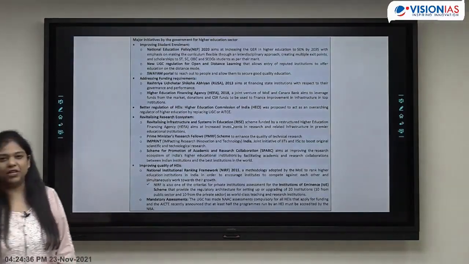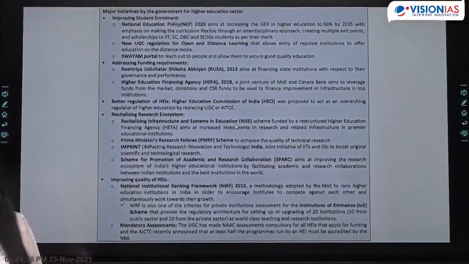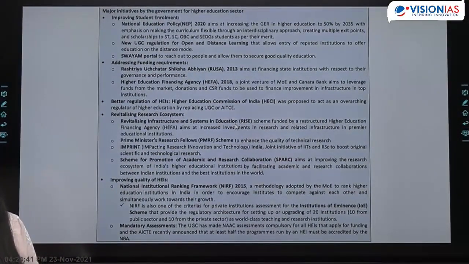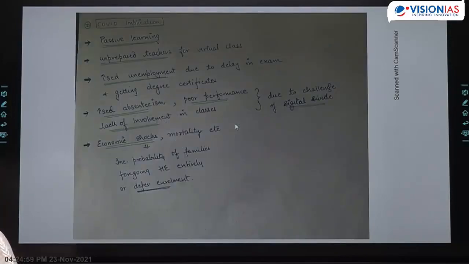So these have been the initiatives which are taken by the government with respect to the higher education sector. Whether it is Swayam Portal, Rashtriya Uchchatar Shiksha Abhiyan, or you have RISE, or you have Higher Education Commission, or it is New Education Policy, or it is National Institutional Ranking Framework. So all of these initiatives have been taken in order to develop the higher education.